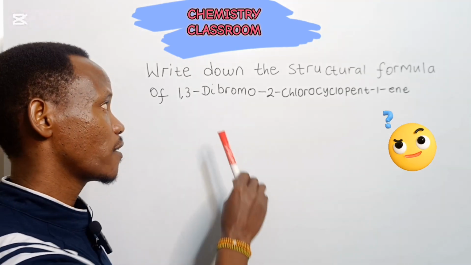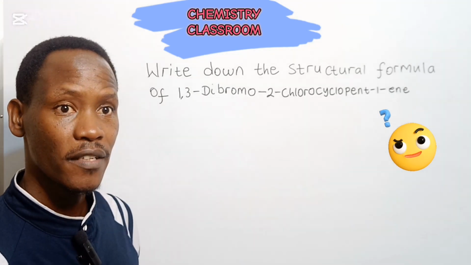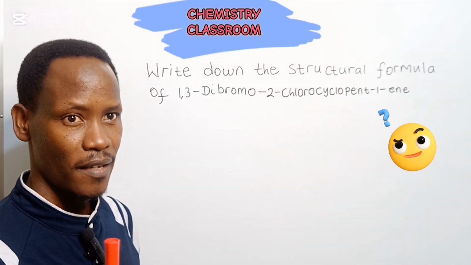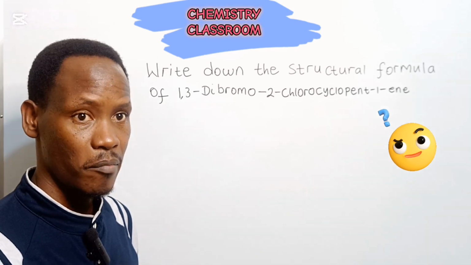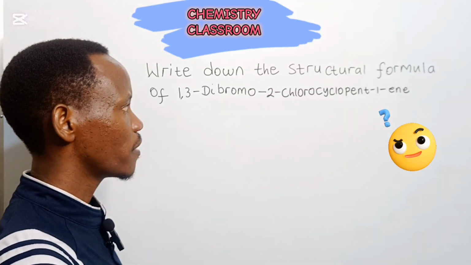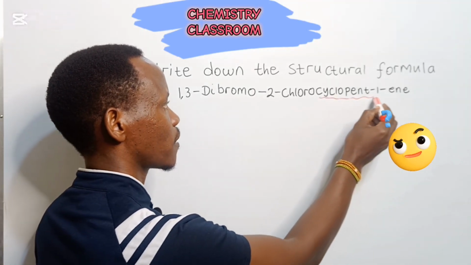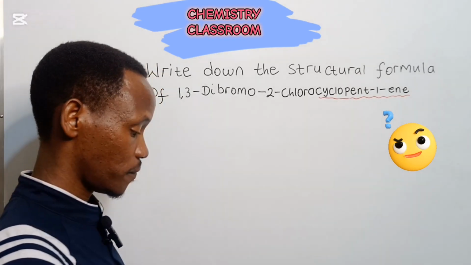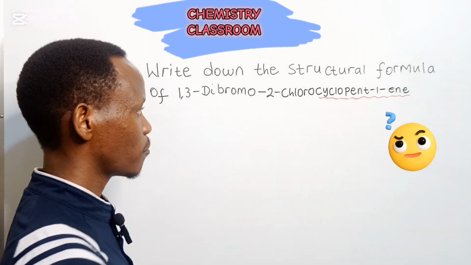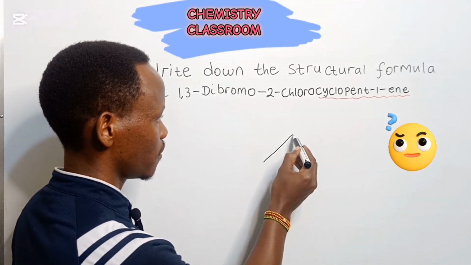Now, when we are writing down the structural formula of organic compounds, we always start from the last name, and the last name is the parent name. So when we analyze this, the parent name of this compound is cyclopent-1-ene. So that is where we are going to start from. Being a cyclic compound, it has a structure that is as displayed here.